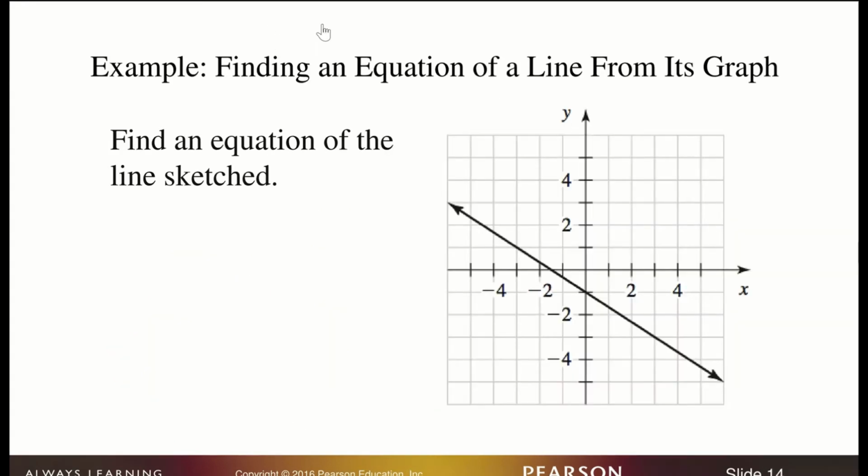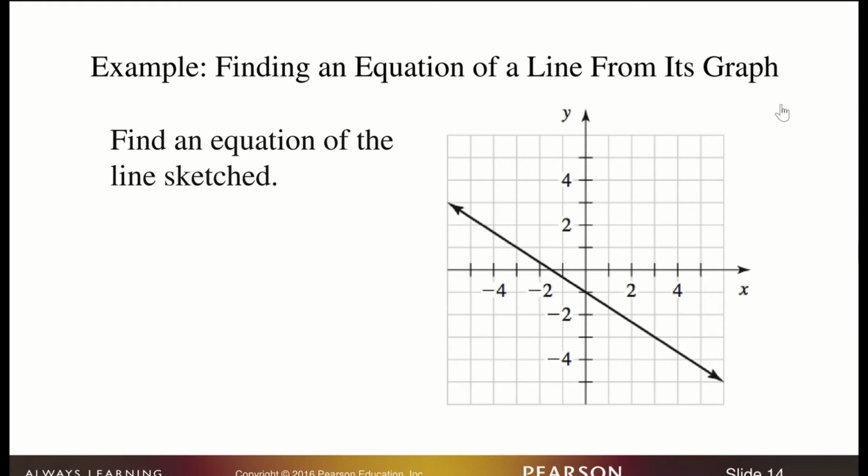Okay, so sometimes we're asked to find an equation of a line from its graph. And of course, if we can locate the y-intercept and find out how to get from that point to any other point on the graph, we should be able to get our equation, right?